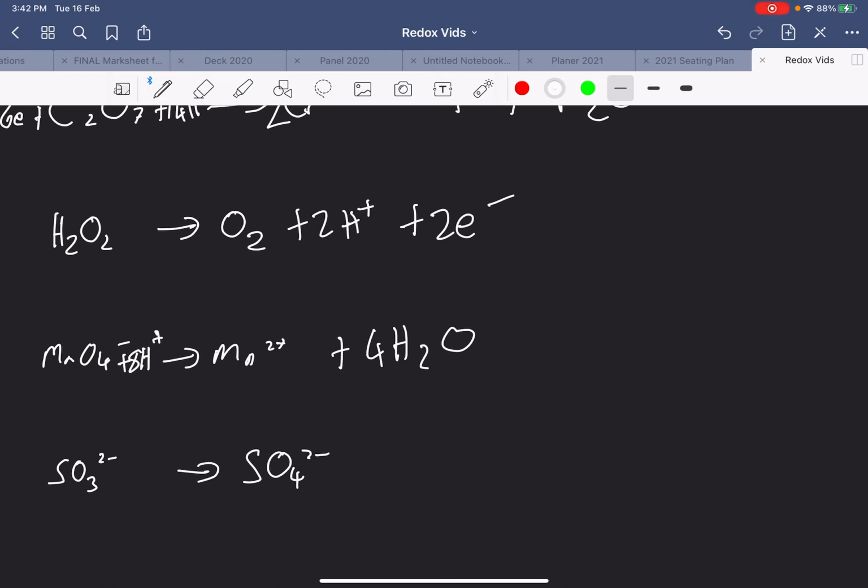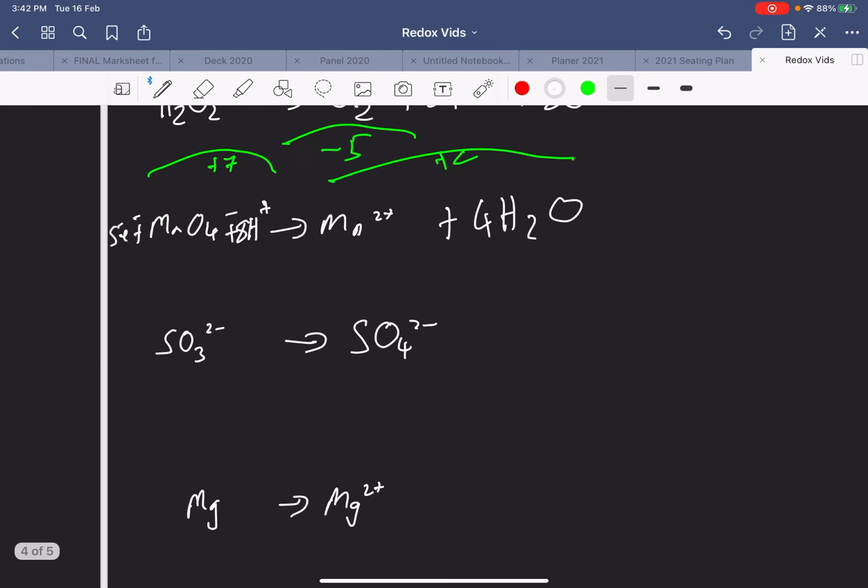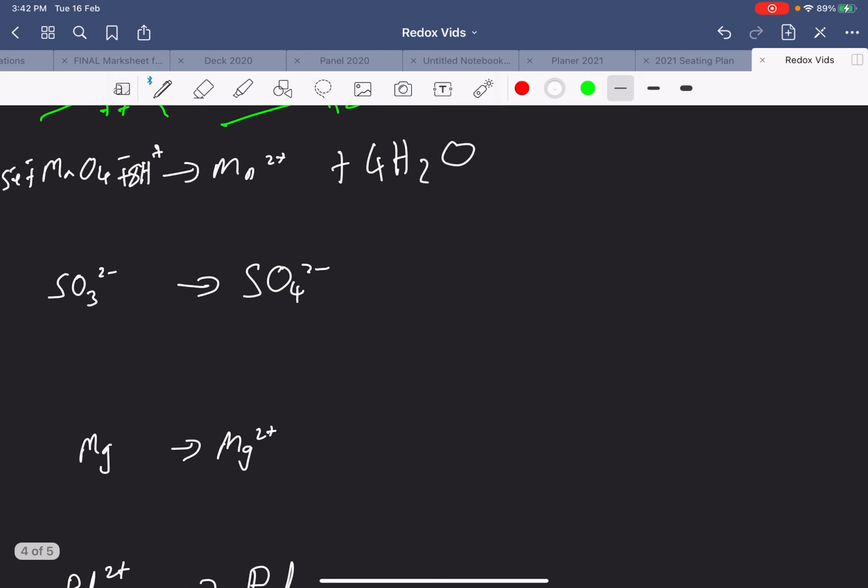Okay, and now we're going to count our charges. Again, I'm going to count this up in green. Minus 1 plus 8 is going to get plus 7. On this side, I have plus 2 plus 4 times 0. 4 times 0 is 0. Plus 2 means plus 2. The difference is minus 5. Okay, so that means I'm going to have 5 electrons on the left to balance the charge.